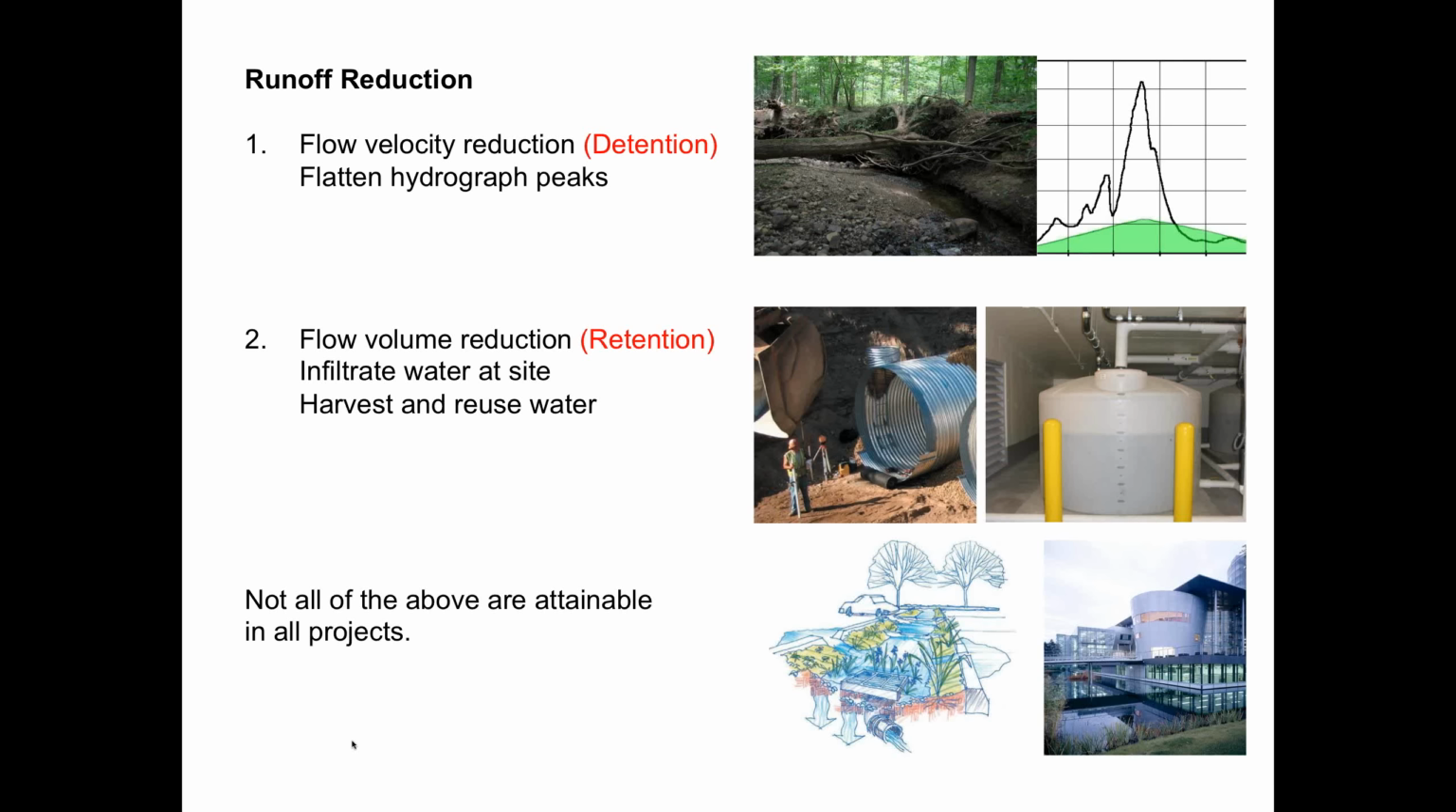What we're trying to do is to either reduce the flow velocity in downstream waters, or what they call flatten out the hydrograph peak, which is to take the intensity of the storm and spread it out over a longer time period. And that is called detention, in the parlance of engineers and within the laws that we read. So it's the same amount of water leaving the site, it just takes longer for it to leave the site.